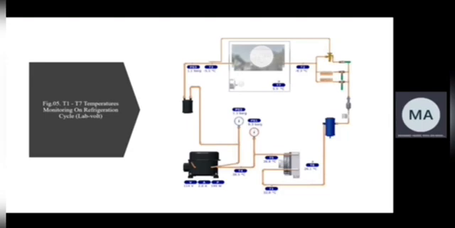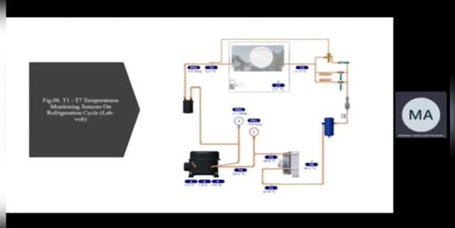This is figure 05, T1 to T7 temperature monitoring on the refrigerant cycle on Lab-Volt. In figure 06, T1 to T7 temperature monitoring sensors on the refrigeration circuit in Lab-Volt. The subsequent refrigeration thermodynamic property data has been recorded during the experiment as presented in table 01 and figure 07. It is observed that heat energy is not being pushed from low temperature to higher temperature in the evaporator.